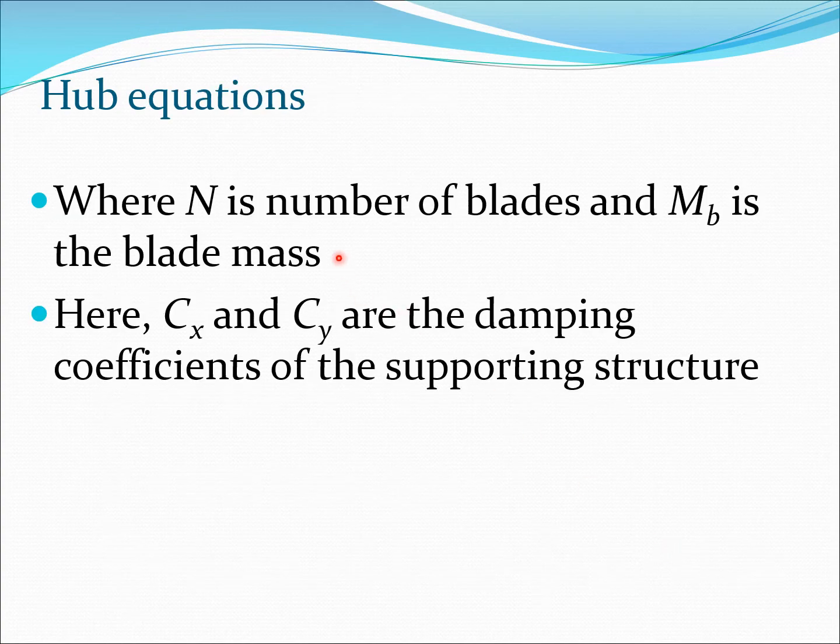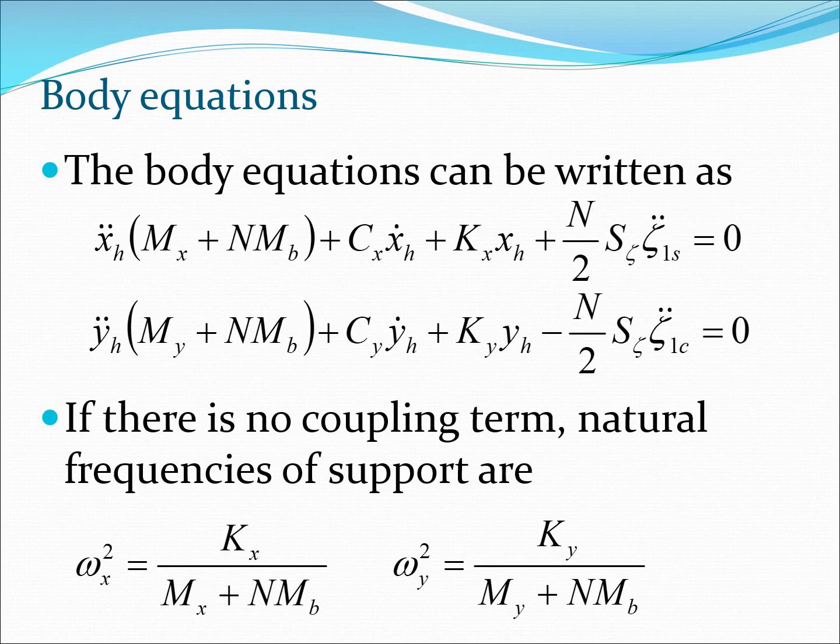So before doing that, some more nomenclature. You of course remember N is the number of blades, and now MB is the blade mass, and also CX and CY are the damping coefficients of the supporting structure. So that's the body equation now.